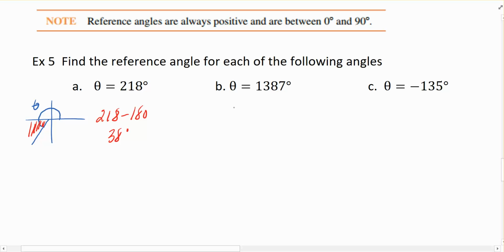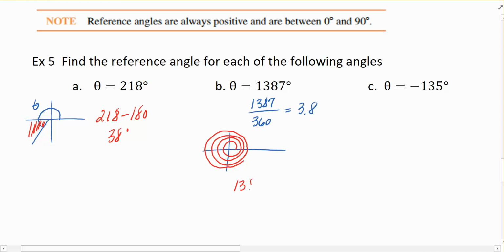Let's look at the next example. It's a little bit more complicated. I have 1387. I have no idea how many times around the circle that's going to be, so let's use our calculator to figure that out. If I say 1387 divided by 1 revolution, which is 360 degrees, I get approximately 3.8. So I'm going to go around 3 times plus more. I'm going around 1, 2, 3 times and almost make it to 4, but I'm not quite there. So how far did I make it? Let's take the 1387 and subtract 3 revolutions, 3 times 360. When we do that, we find out that it's 307 degrees.